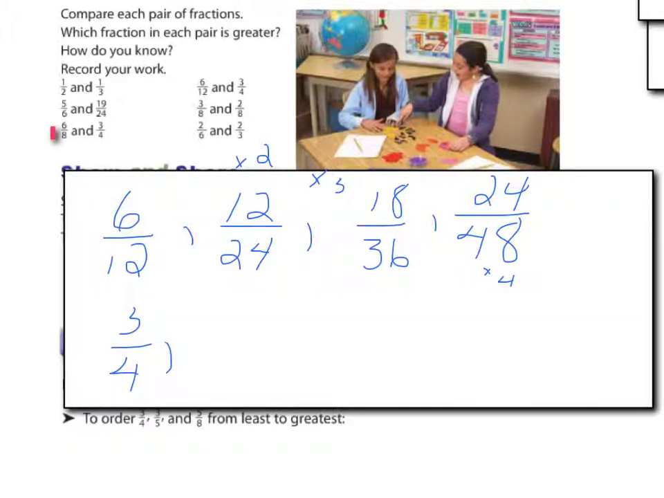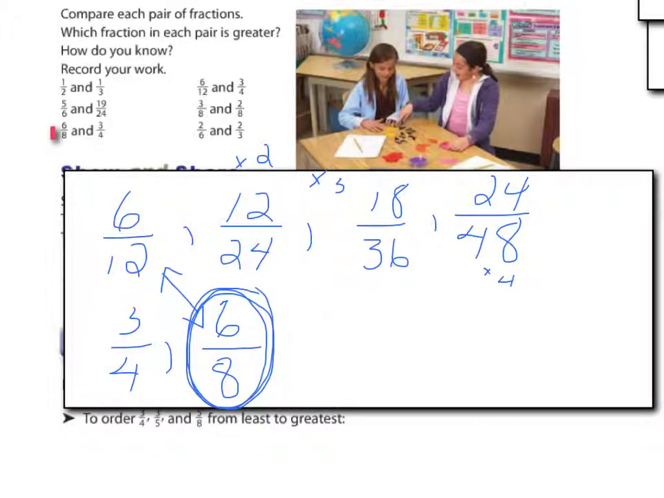3 times 2, I'm going to go by 2 for both. 3 times 2 is 6. 4 times 2 is 8, and actually I can stop right there because I can compare already because I've got 2 of the same numerator, 6 and 6. One's divided into 12 pieces, one's divided into 8 pieces. Well, if it's only divided into 8 pieces, that means 6 out of 8 is larger, so that would be the greater of the 2 fractions.